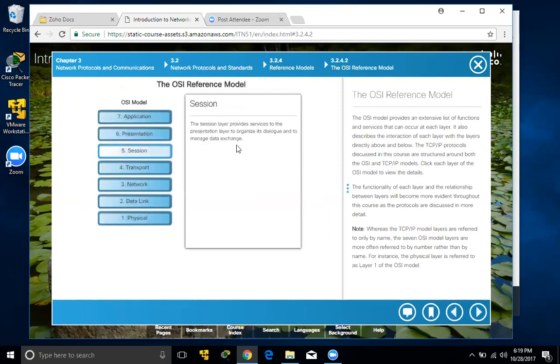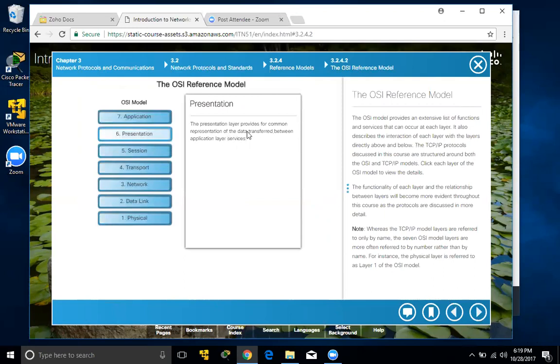The session layer services to the presentation layer. So this layer is defined by what it does for this layer. Organizing its dialogue, managing data exchange. Pretty nebulous definition, I think. And then the presentation layer, common representation of the data.